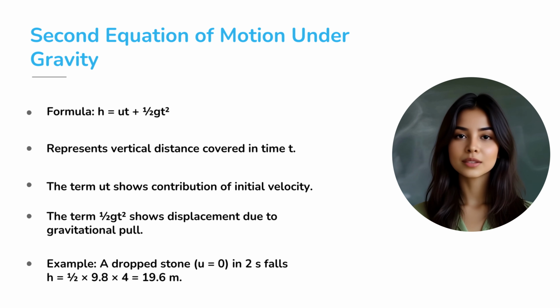For instance, if a stone is dropped with 0 initial velocity, then in 2 seconds it falls a distance equal to 1 by 2 into 9.8 into 2 squared, which is 19.6 meters. You can also understand this from the velocity time graph where the area under the curve represents displacement.